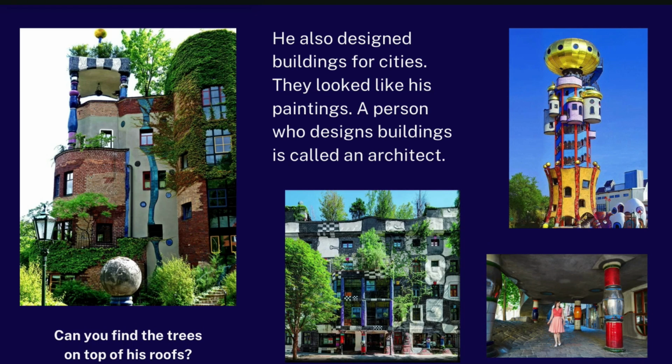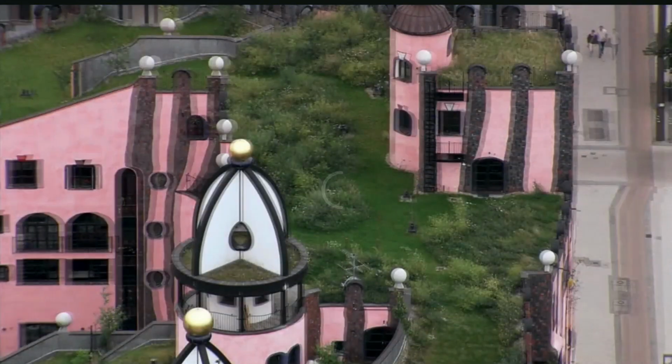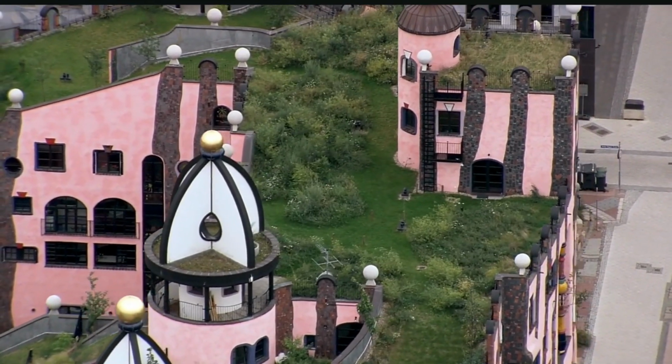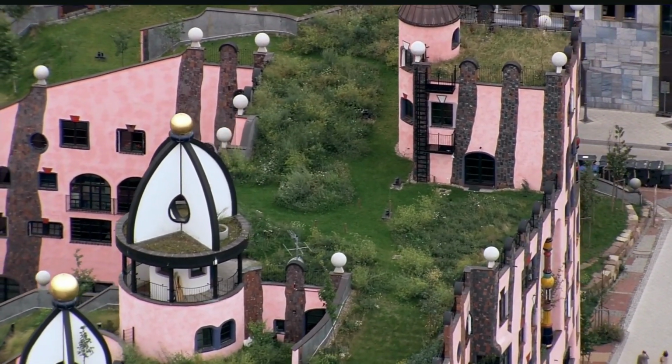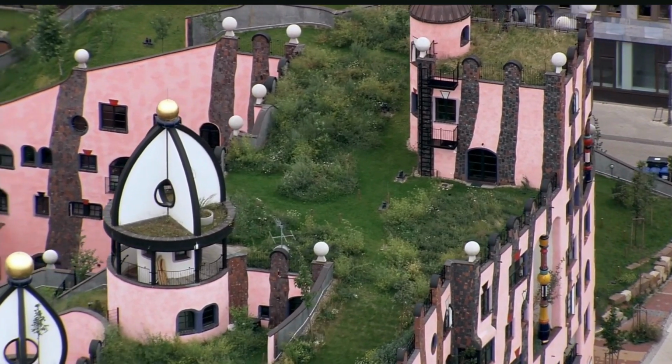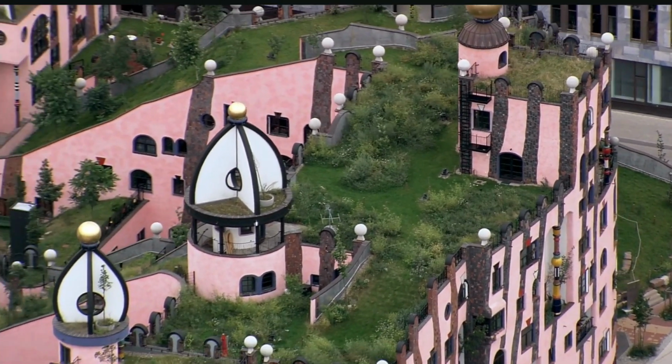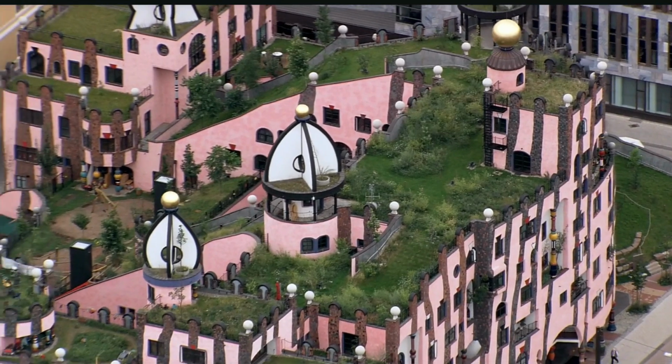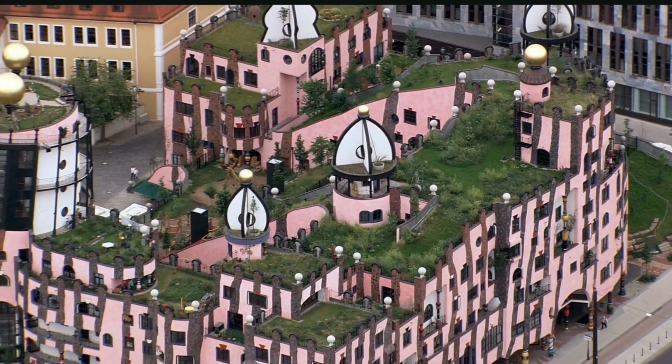He also designed buildings for cities. They looked like his paintings. A person who designs buildings is called an architect. Can you find the trees on top of his roofs? Here is one of his buildings. Can you imagine living or working here? How do you think the neighbors like it?